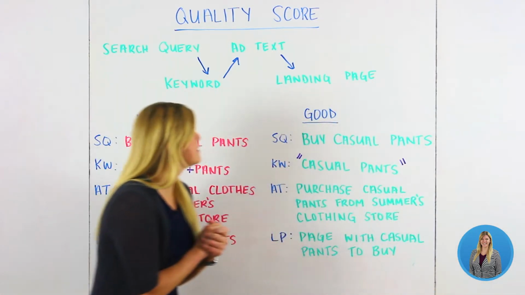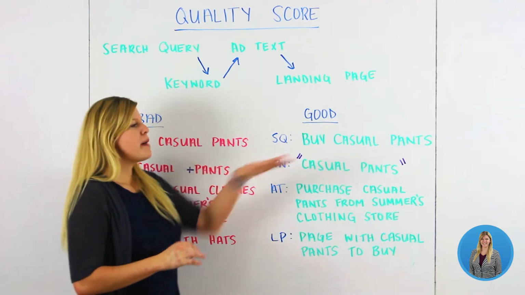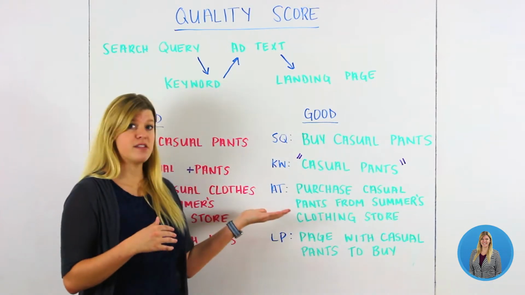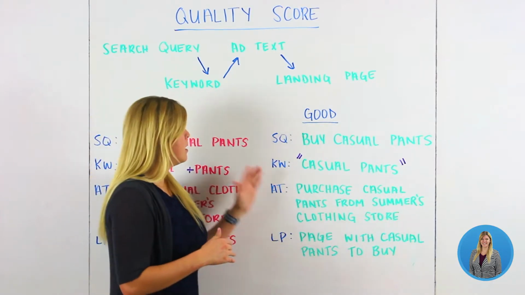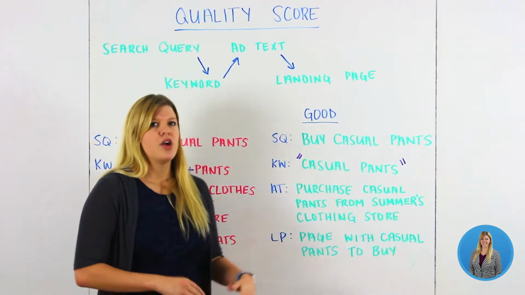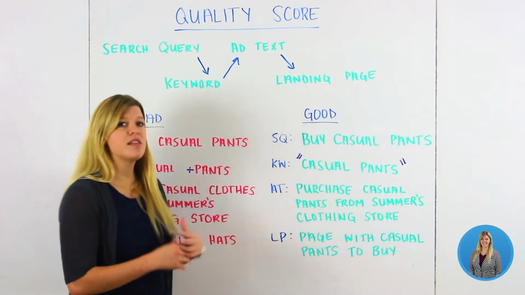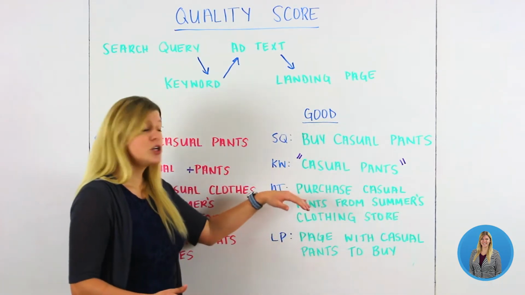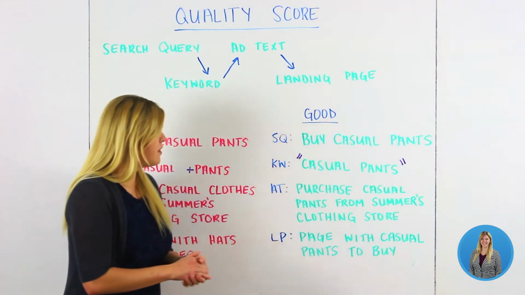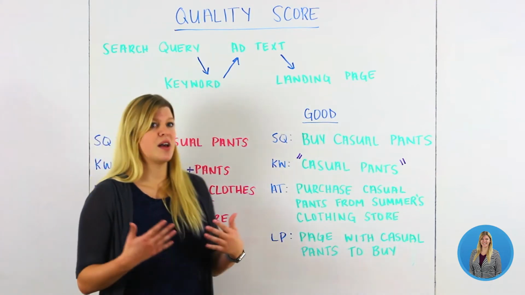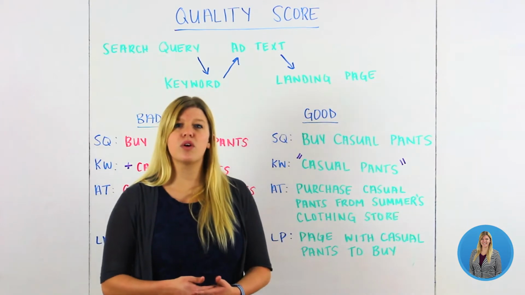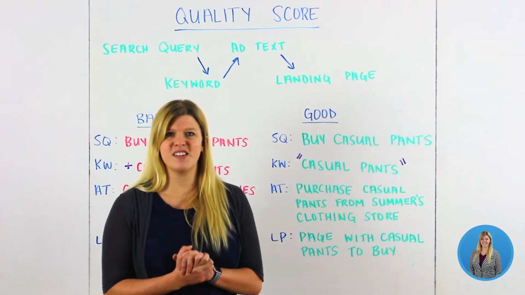So let's take a look at a good experience. So the search query is still going to be buy casual pants. The keyword is casual pants as a phrase match, getting a little bit more specific there. The ad text is purchase casual pants from Summer's clothing store. So you can see that I actually have casual pants this time in my ad text, as well as purchase, which is what the customer is ultimately looking for with buy casual pants. And then they get to the landing page where it's a page with casual pants that someone can buy, which is exactly what the customer was looking for, and Google is going to correlate that very well, and hopefully that leads to a sale for me.